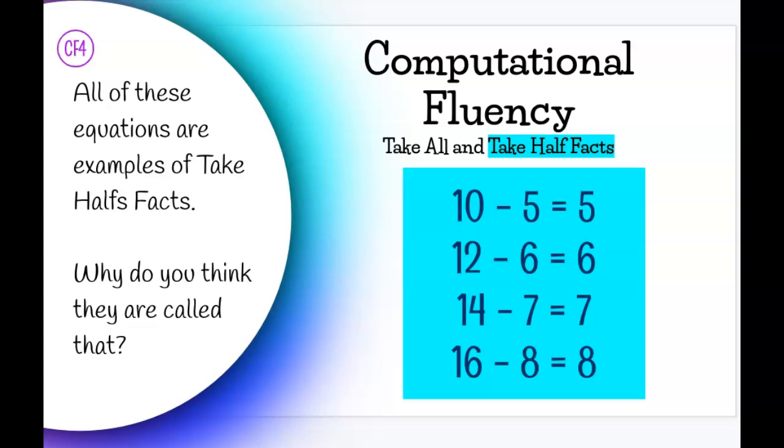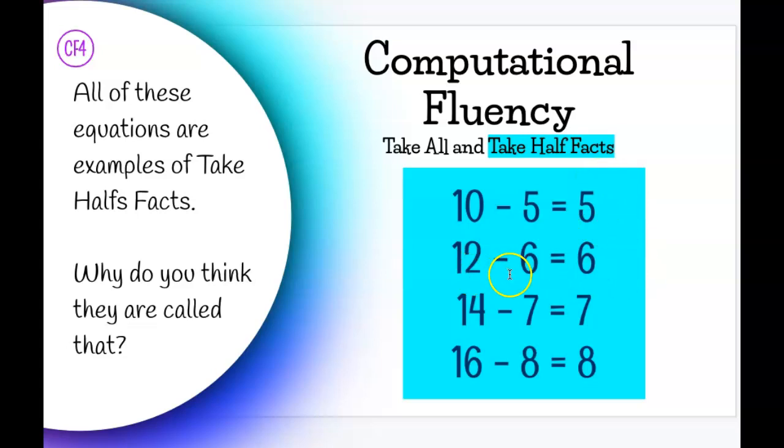Now you may have been thinking that they kind of look like doubles, kind of backwards doubles. So we know if we have 10 and we take half, we take 5 away, we have 5 left. We can also kind of flip that around and know that 5 plus 5 equals 10. These are related to our doubles.